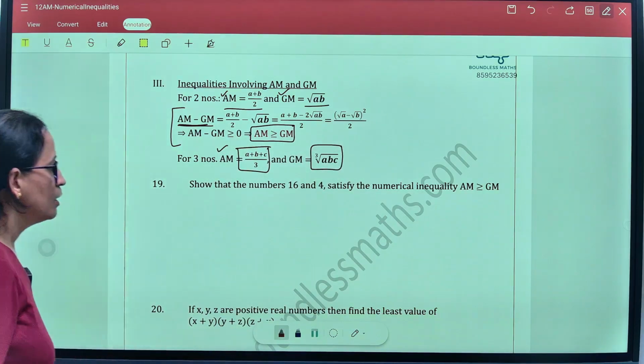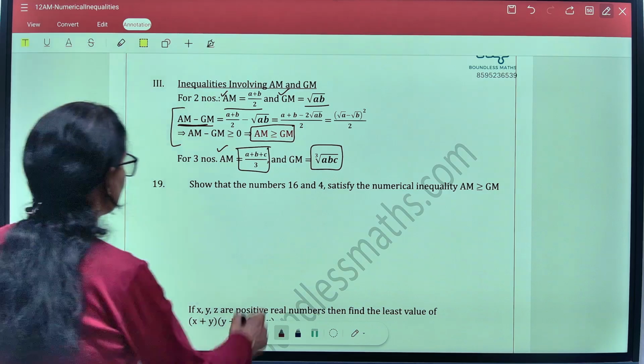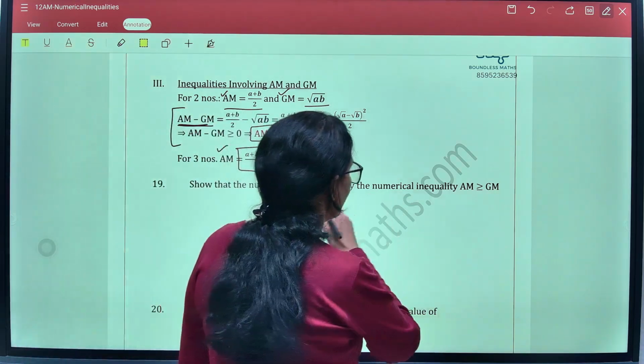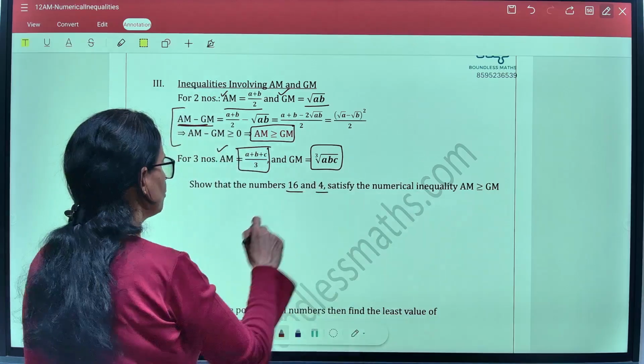There could be a question related to arithmetic and geometric mean also. So let's have a look at some of the questions that are very important for this. Now you are given two numbers, 16 and 4. You need to show that these satisfy this numerical inequality.